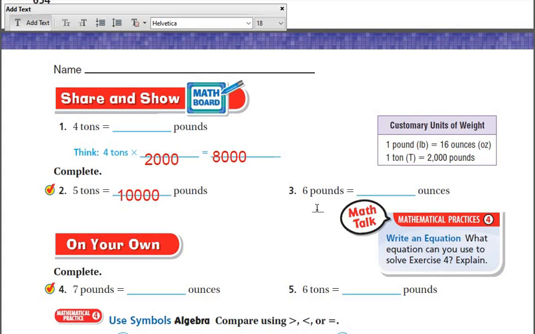Number 3, we have 6 pounds. We want to know how many ounces in 6 pounds. Okay, pound is greater than ounces. We have 16 ounces in 1 pound. What about 6 pounds? We will multiply 6 times 16. In your draft, you will find it, yes, 96. 96 ounces.